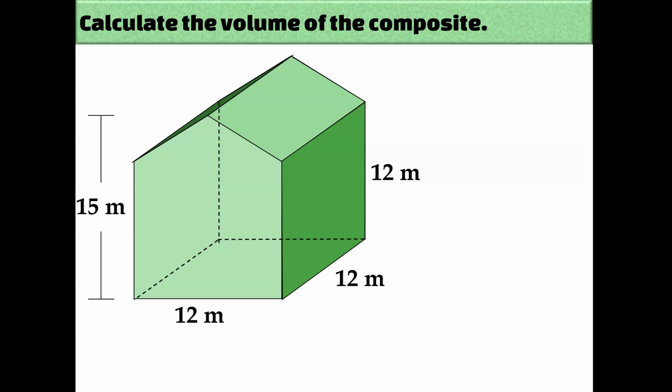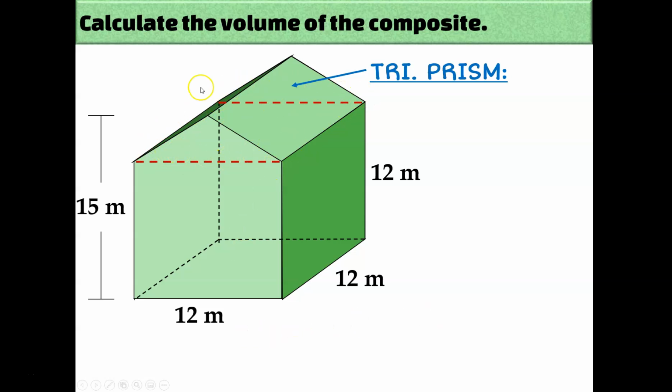Our next composite can also be broken into a cube and a prism, but in this case it's a cube and a triangular prism. The volume of a prism is equal to the area of the base times the height. Remember that the base is not the side that it sits on. For a prism, the bases are the sides that are parallel and congruent. So this rectangle that it's sitting on is not the base.